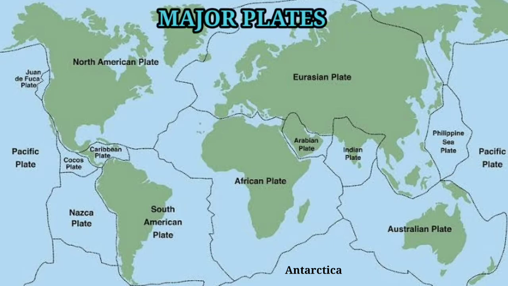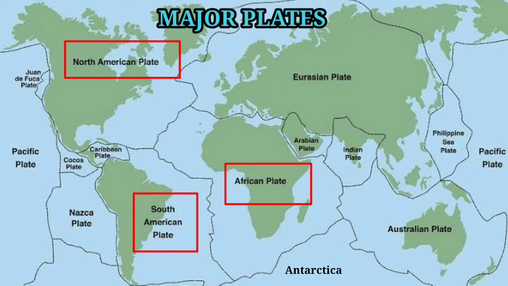The major plates are the African plate, North American plate, South American plate, and Indo-Australian plate. Here you can see Australia and India mentioned separately. If you take them together, it becomes Indo-Australian. Otherwise, if you take only India, it will be a minor plate, and Australia will be minor. When they combine, it becomes a major plate.